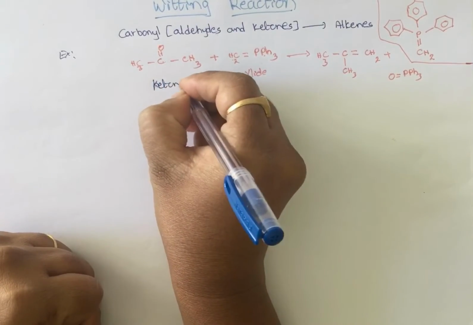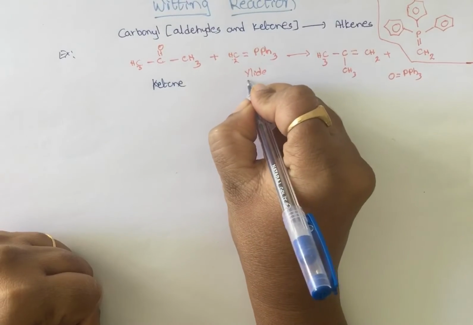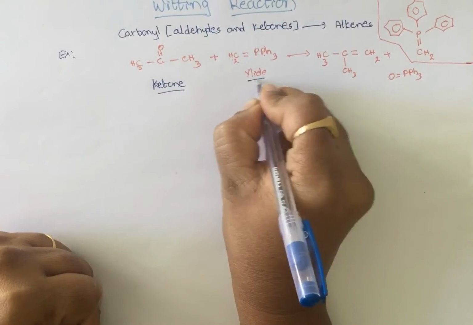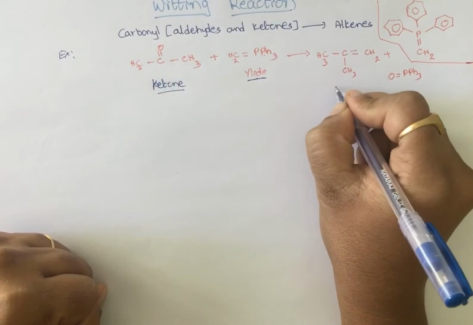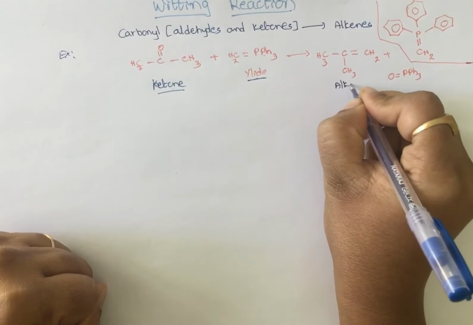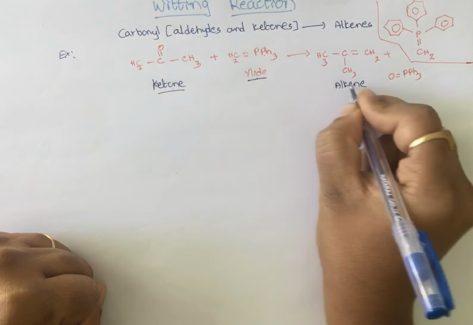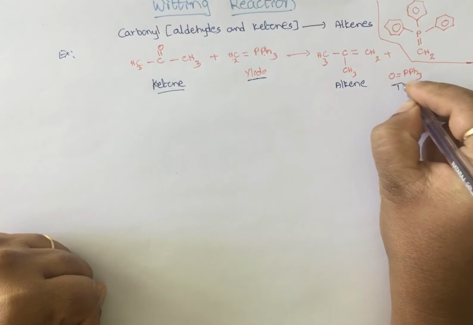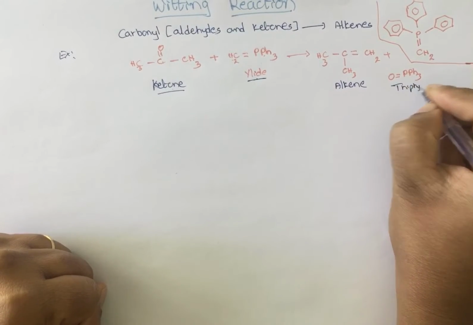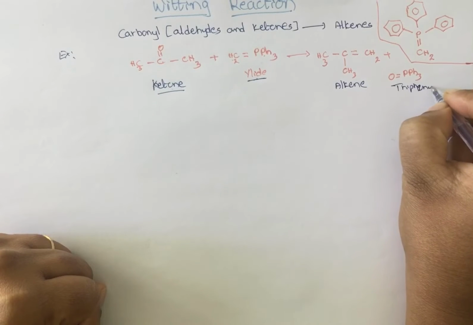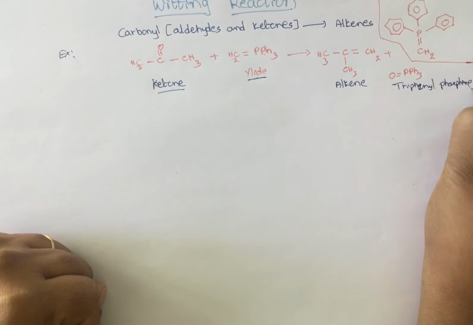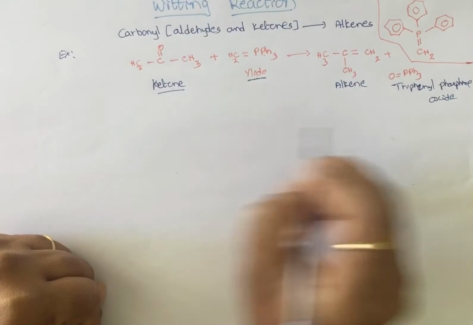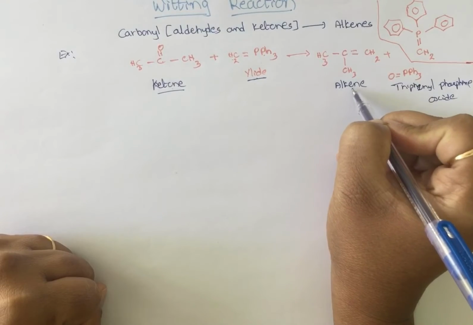I took a carbonyl compound, a ketone, and it is reacting with the ylide. Always remember, it has to react with an ylide so that it is converted into an alkene. The ketone is converted into an alkene by leaving triphenyl phosphine oxide. This is a common product that we get in any Wittig reaction, as well as the alkene.